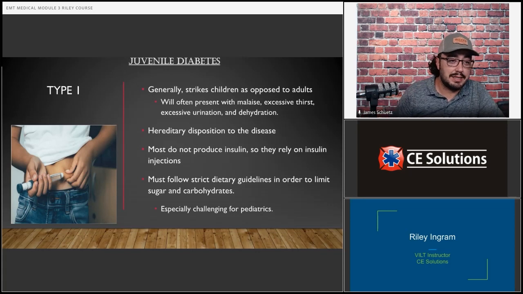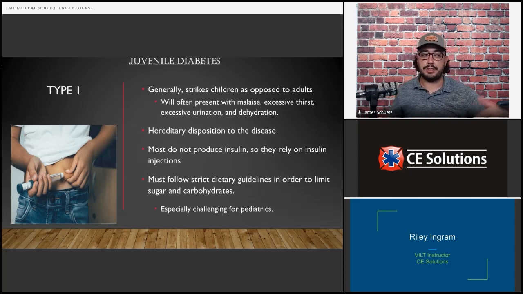Okay. These kids don't produce insulin, so they rely on insulin injections. Have to take a couple a day. They've got several different options now. They must follow strict dietary guidelines in order to limit sugar and carbohydrates. It's going to be especially challenging for your pediatrics. And this is juvenile diabetes, right?